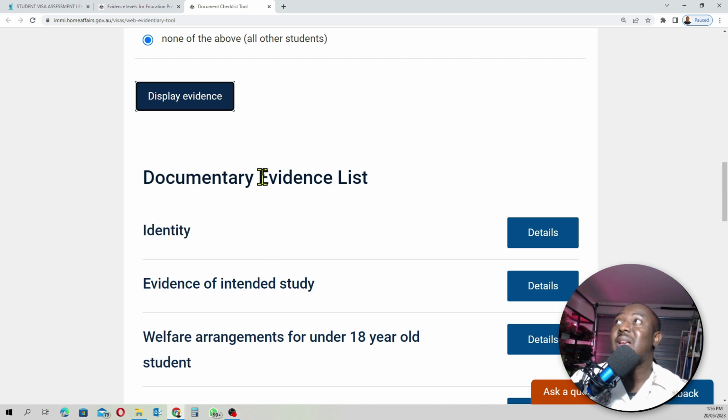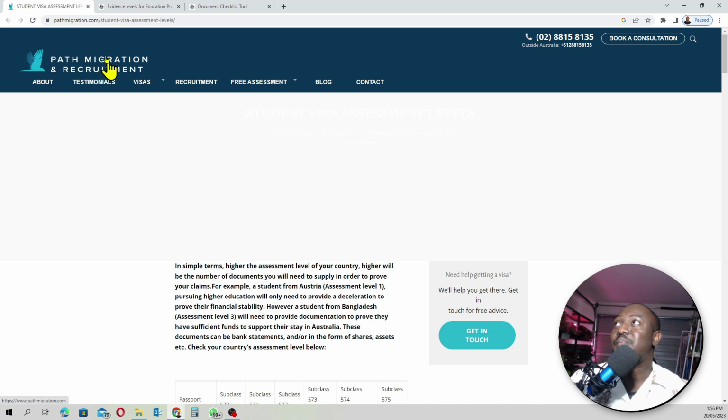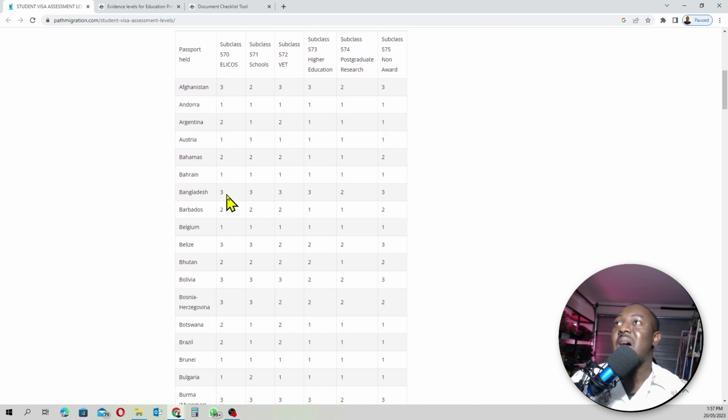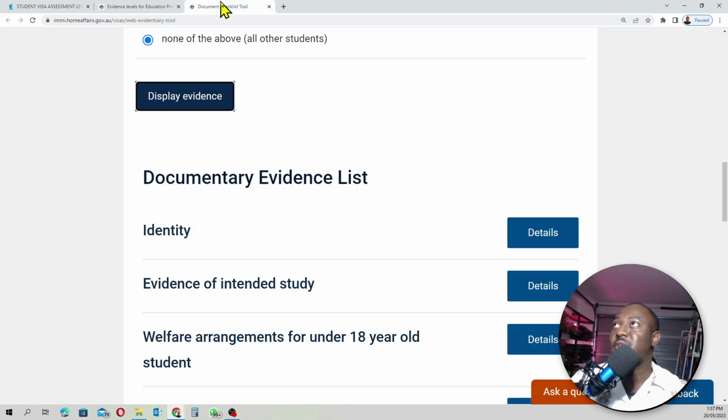Okay, to make this easy, I actually searched online for a table that clearly lists all the levels for all the countries. I found one on pathimmigration.recruitment.com. When you come down here, I don't know how current this is. I highly recommend you use the document checklist so you know the sort of documentation you will need to provide to immigration when applying for your student visas.